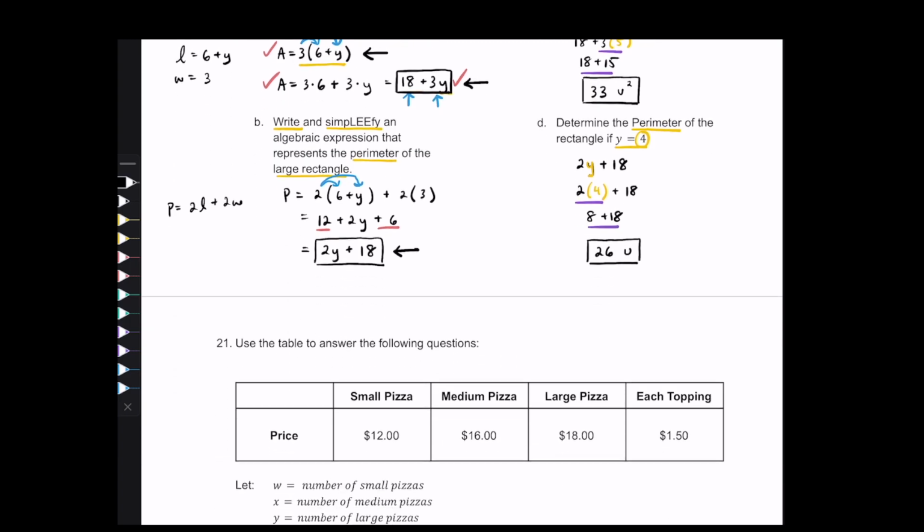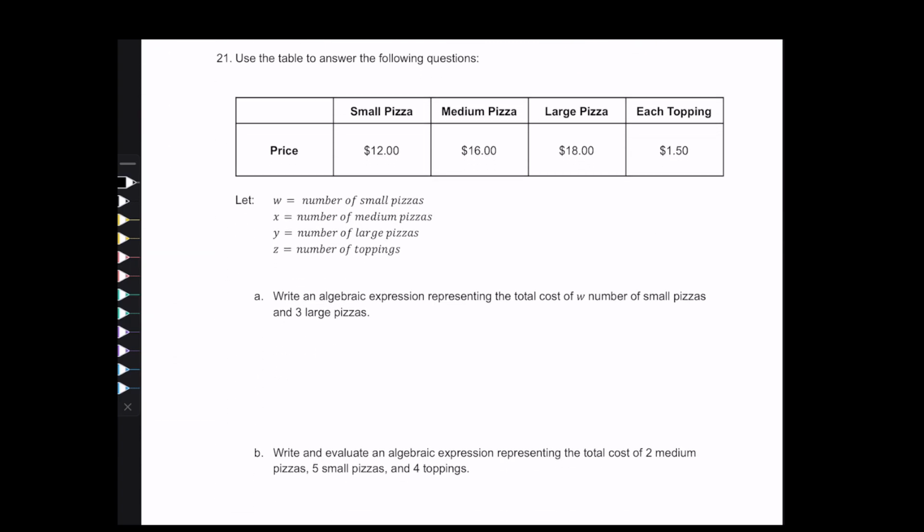Okay, we have one final question. Question 21, we have these different pizza prices here. So we have a small pizza. We know it's going to cost $12 each. Medium pizza, $16 each. Large pizza is $18. And then every time you choose another topping, it's $1.50 per topping. We have some different values. So W is going to represent how many small pizzas we buy. X is going to be the number of medium pizzas we buy. Y is going to be the number of large pizzas we buy. And then Z is just how many toppings you get.